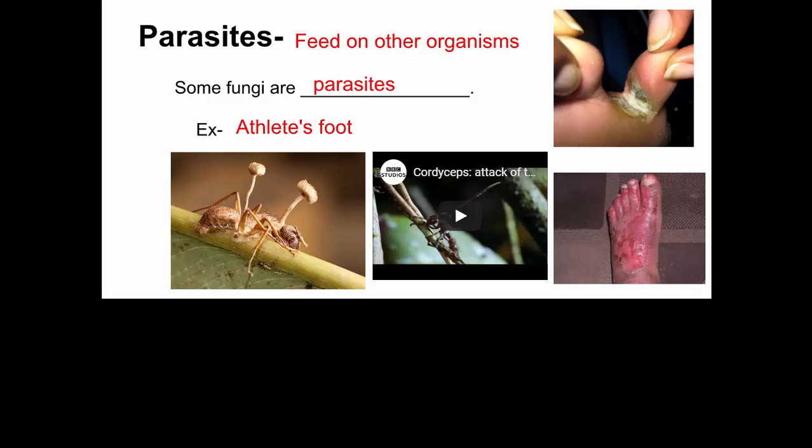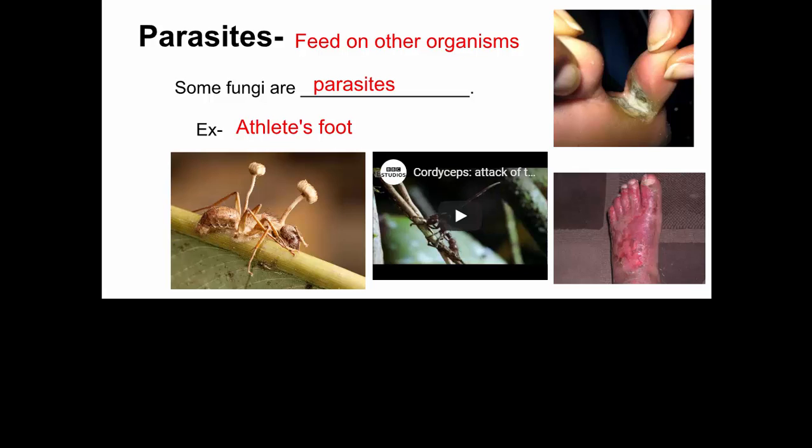Examples, athlete's foot. Why is it called athlete's foot? I don't know. It's gross. Because it makes you sweat a lot. No, no. It's gross. It's often spread in areas like locker rooms where you have wet, moist, warm conditions, so the fungus can spread from one person to another in those conditions.